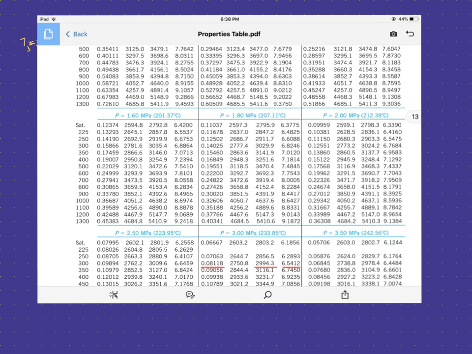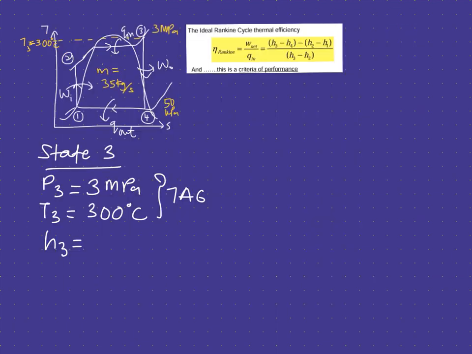Because this problem is actually an open system, you straight away make use of your enthalpy over here. So from the table just now, your h3 value is equal to 2994.3 kilojoule per kg.